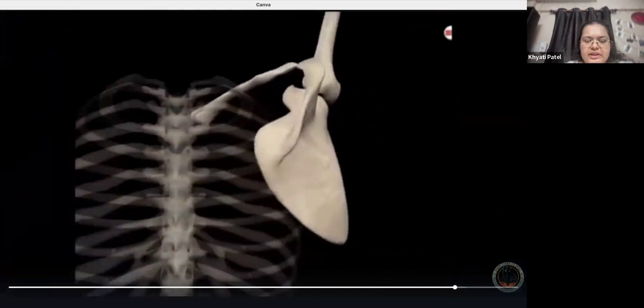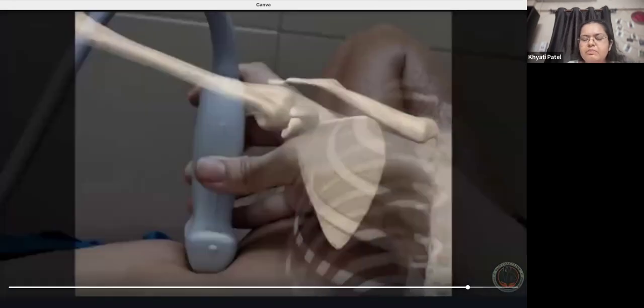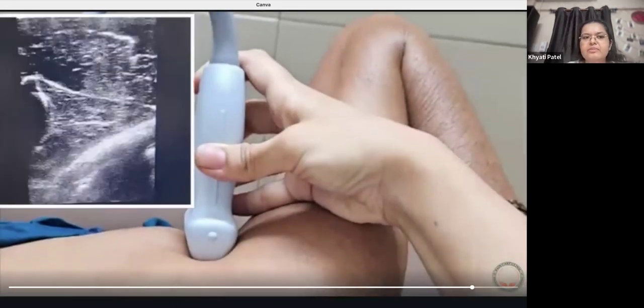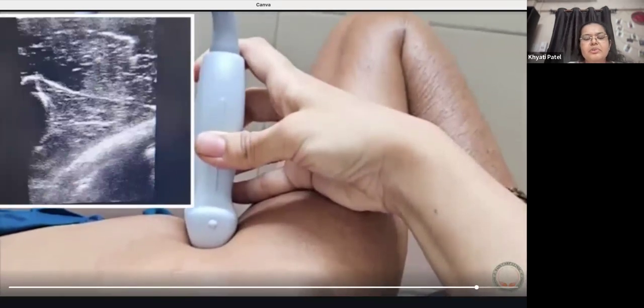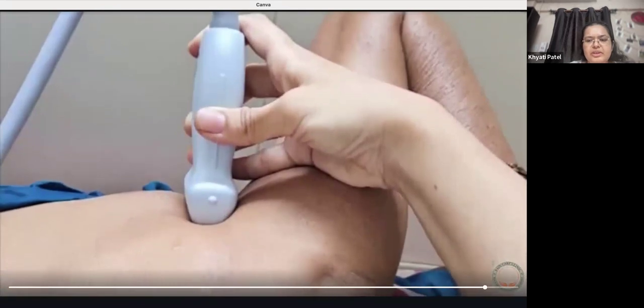Now last is subscapularis. So it's a deep muscle. So we need to put patient in lateral position with arm abducted so that the scapula comes out, and then the subscapularis will be approachable. So this will be the probe position.